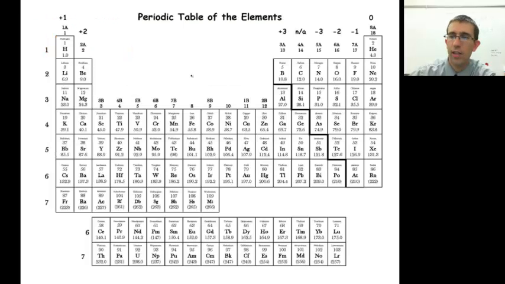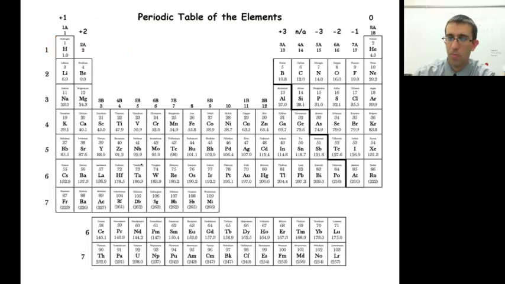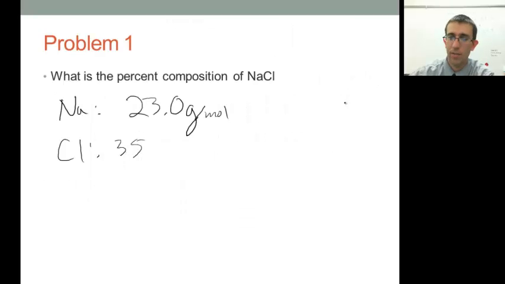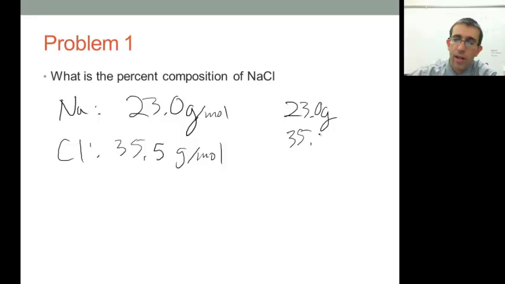Chlorine. Let's find it. Chlorine is right here. Its molar mass is 35.5 grams per mole. Okay? So when you're doing percent composition of a compound, what you do is pretend that you take your molar masses and just make sure they're in grams. So we have 23.0 grams of sodium, and we have 35.5 grams of chlorine.